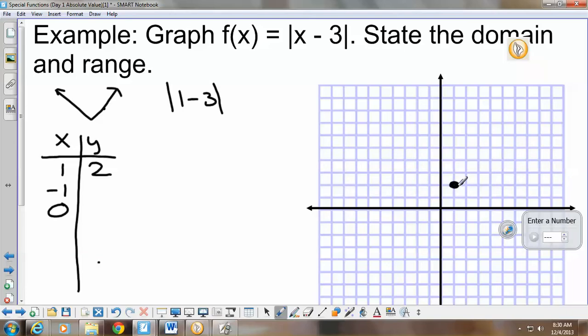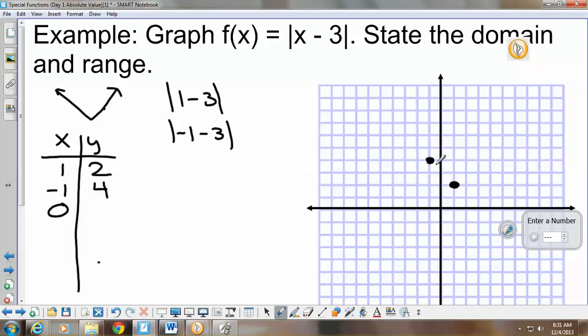Substitute the next x coordinate in, negative 1. So negative 1 minus 3 is negative 4. And the absolute value of negative 4 is positive 4. So I am plotting my points as I get them. It will help you to find mistakes because you'll notice that point is way off. It doesn't really jive with the rest of the data. So I would encourage you to plot your points as you are finding them.